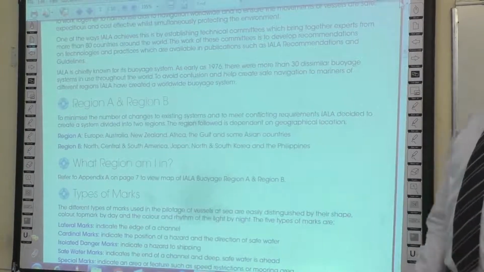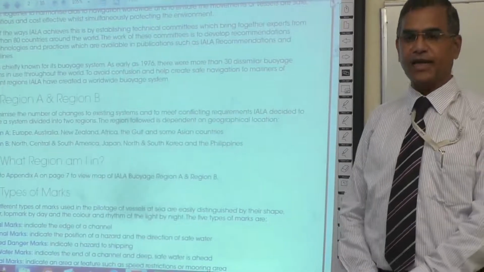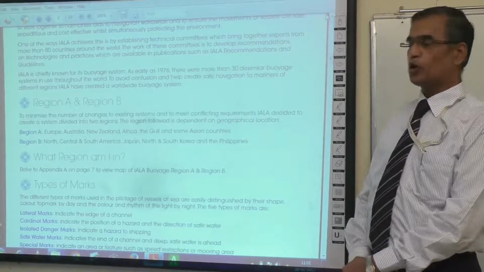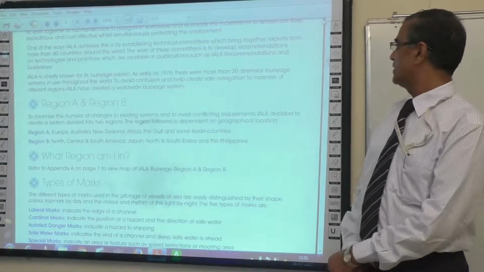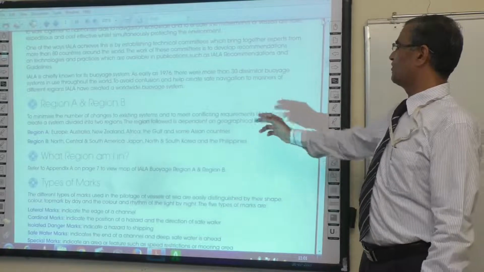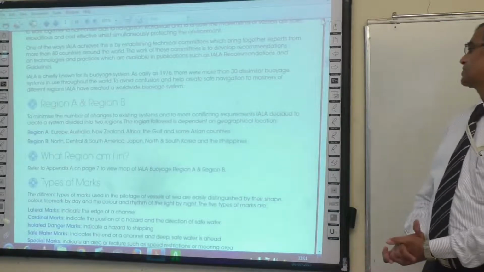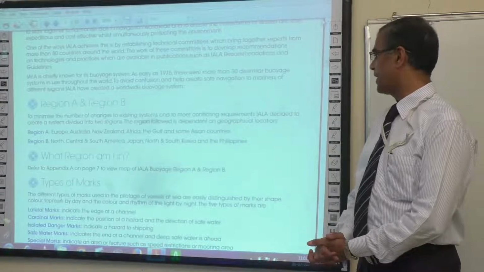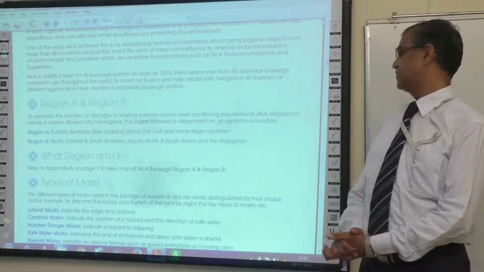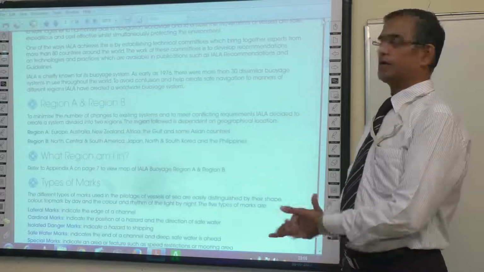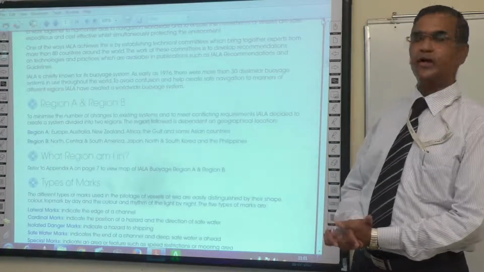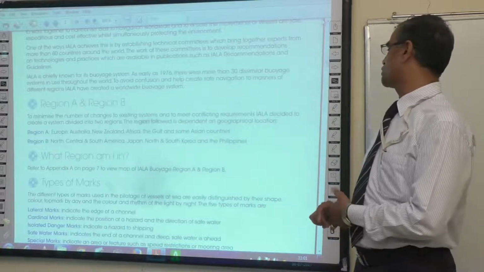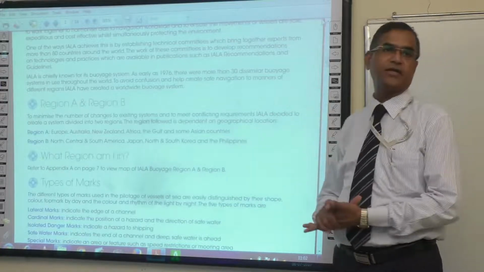Now, the world is divided into two regions, region A and region B. Region A is Europe, Australia, New Zealand, Africa, the Gulf, and some other Asian countries. Region B is North, Central, and South America, Japan, North and South Korea, and the Philippines. Now, which region am I in? How do you know which region you are in? There is an appendix on page 7. We will be going to that. It shows a map of the IALA regions of buoyage.